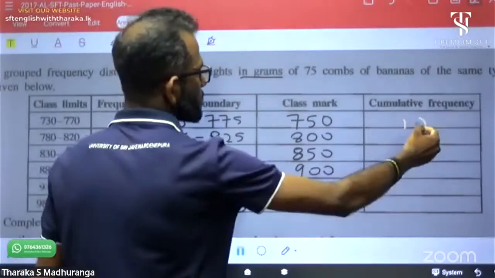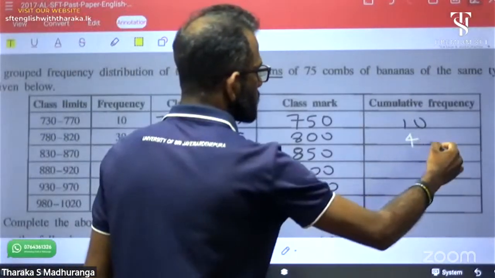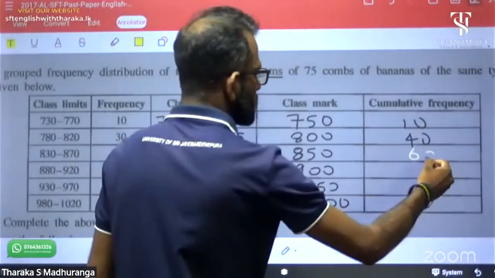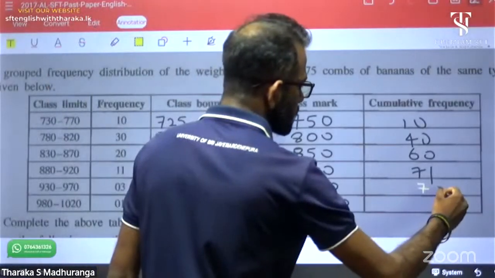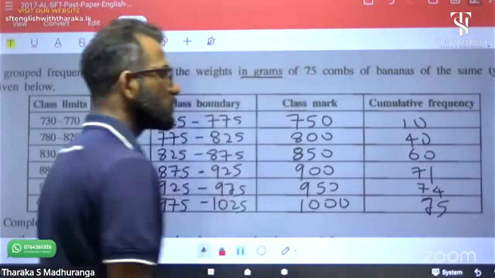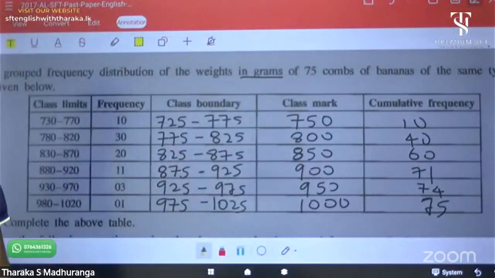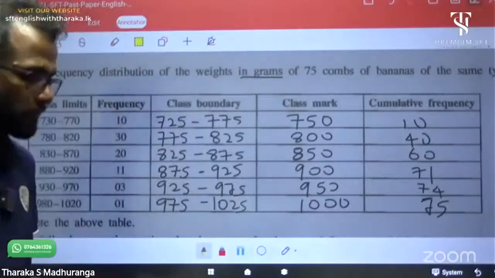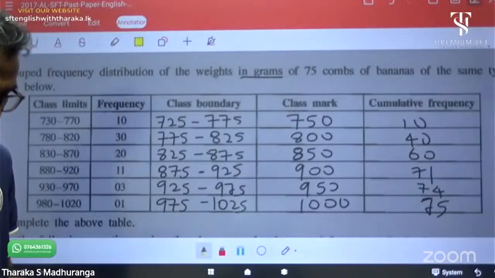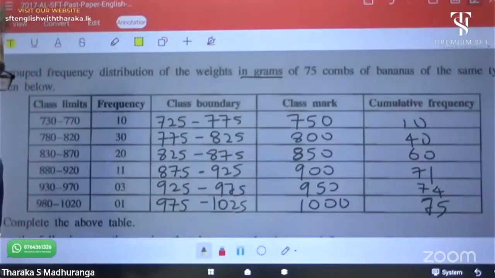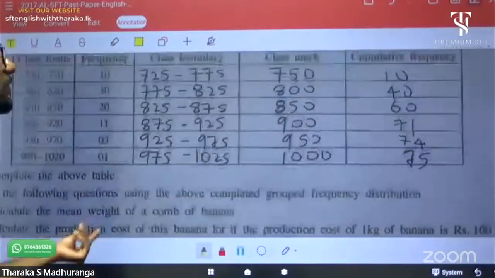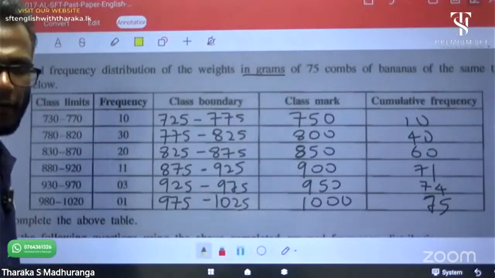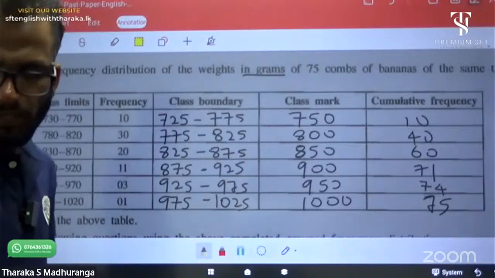Then 10. 10 plus 30 is 40. 40 plus 20 is 60. 60 plus 11 is 71. 71 plus 3 is 74, then 75. Those are the cumulative frequencies. That's the table. Very simple. Any doubt?